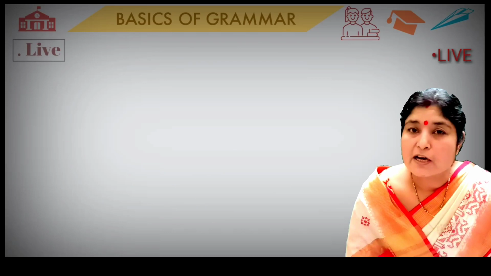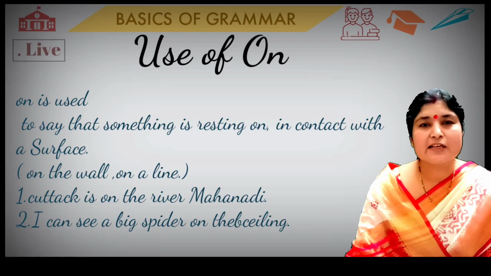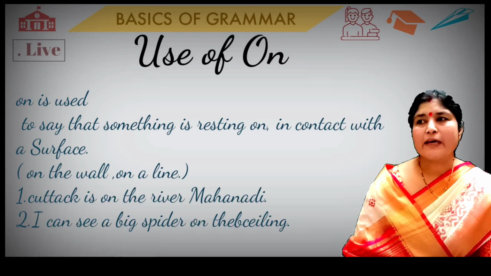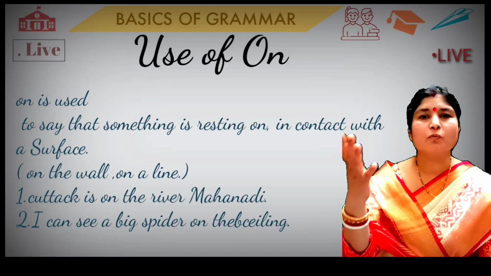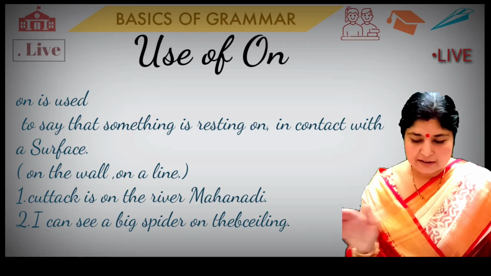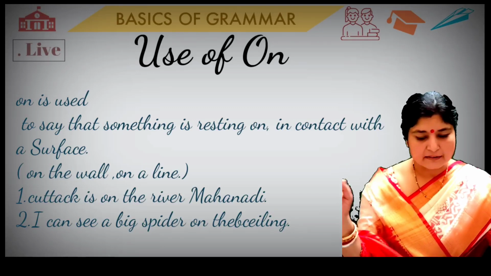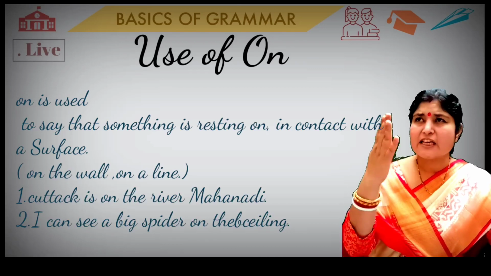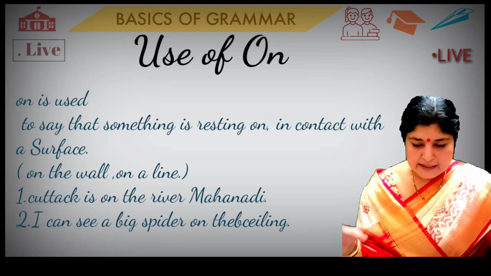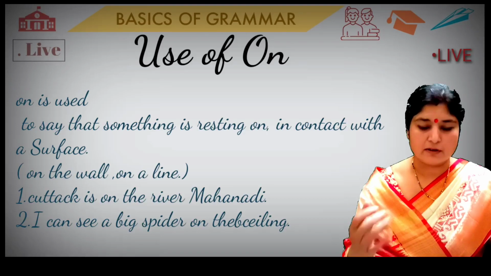Next, the preposition of place on. On is used to say that something is resting on, in contact with, a surface. For example, we can see a big painting on the wall. Like on a line, Cuttack is on the river Mahanadi. Cuttack is on the river Mahanadi means on the line. We can also say, I can see a big spider on the ceiling. So when something is resting on, in contact with a surface, we use on.